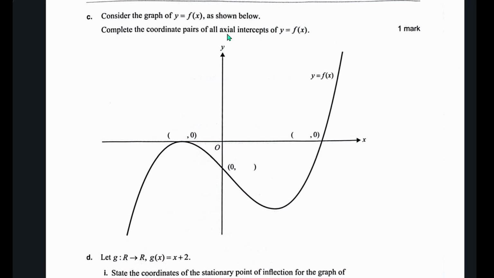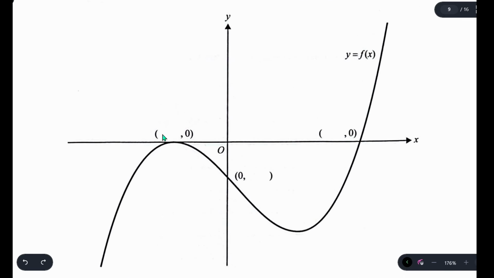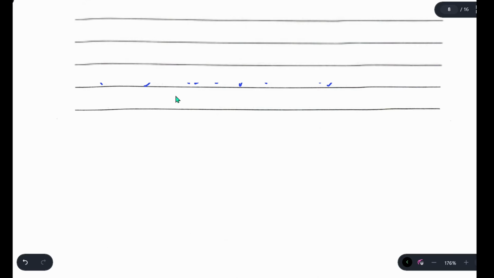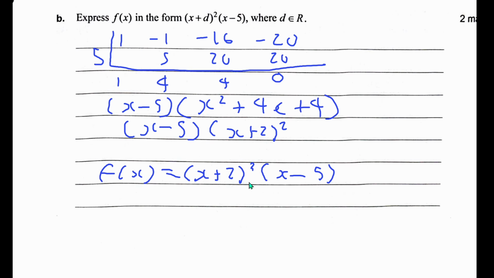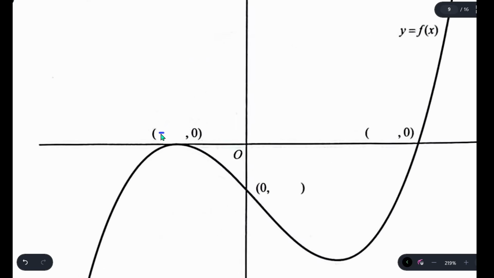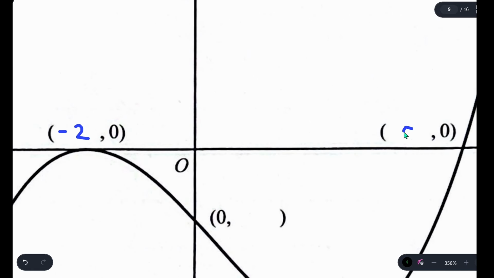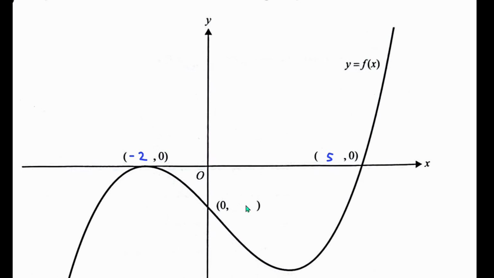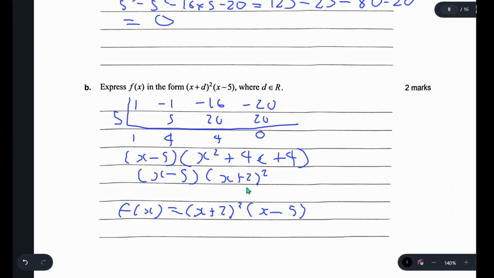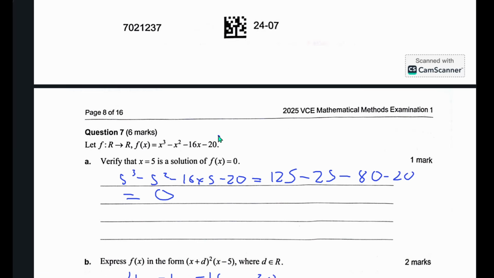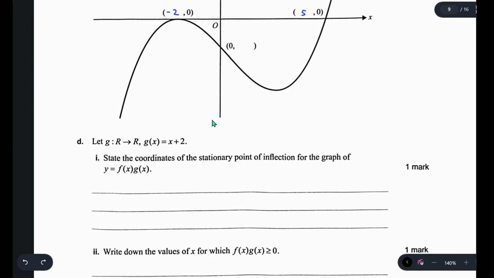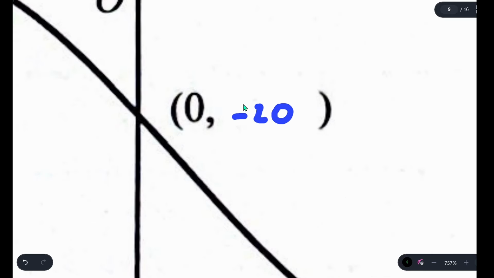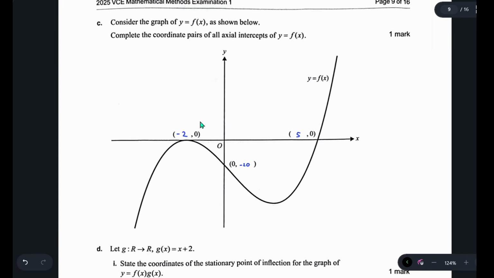Complete the coordinate pairs of all axial intercepts. It's going to be -2 and 5. And this one is going to be the y-intercept, which is -20. This is a very 3 marks. It's only 1 mark. Okay, good.